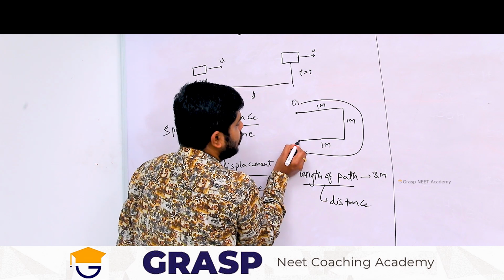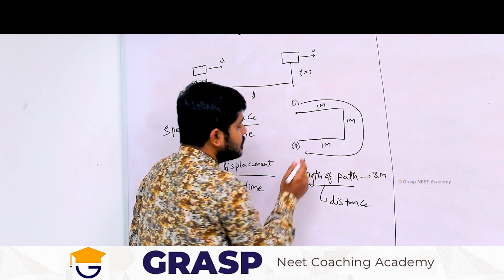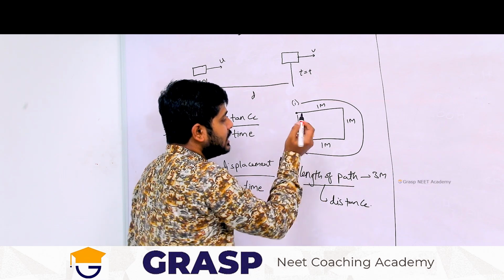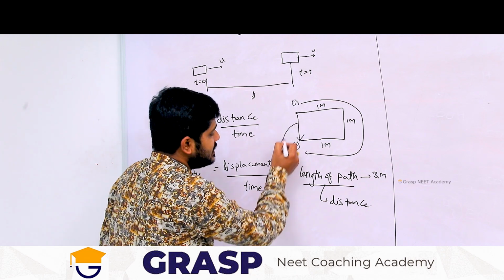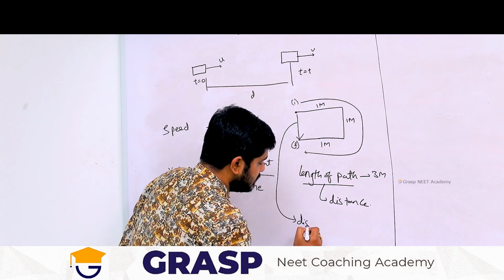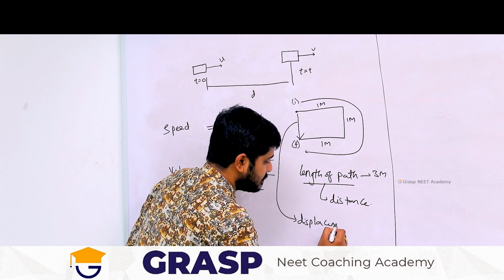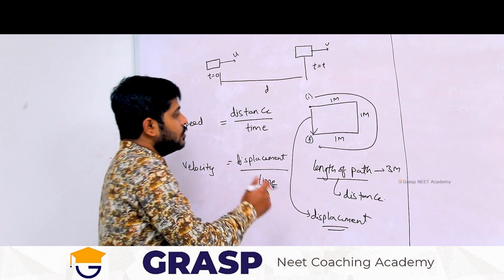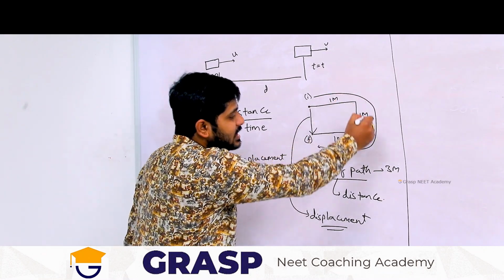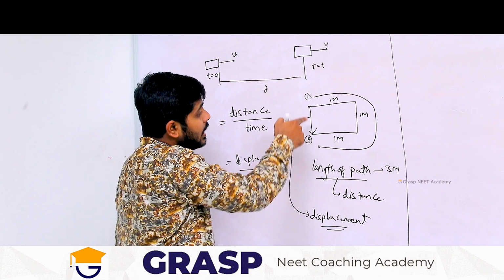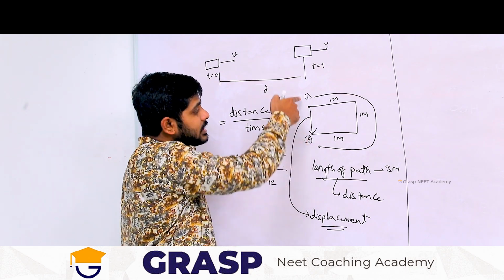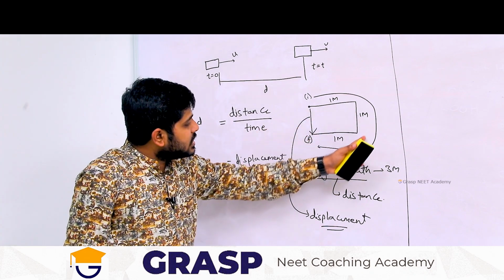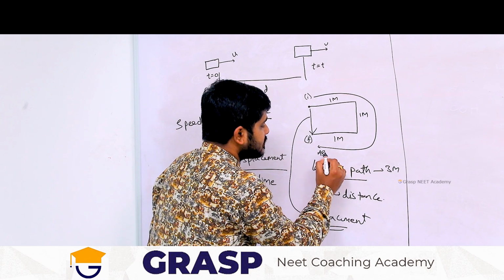So this is the final point. If you draw a line from initial to final, this is nothing but displacement. The total length of the path travelled is distance, and the direct line from initial point to final point is displacement. Assume it took 3 seconds.